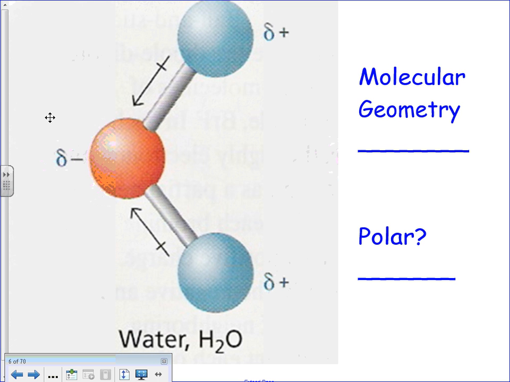Okay, what is the shape of water? The molecular geometry, the shape of water. Bent, right? Why? Okay, but why is it bent? What's pushing the bonds down? The negative and positive polar. But what's negative on the top? Not the atom.